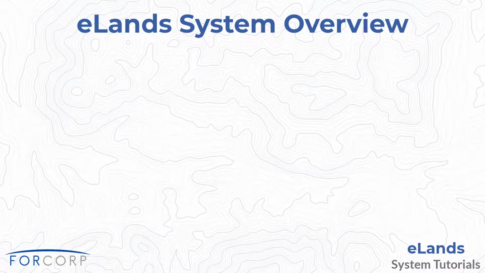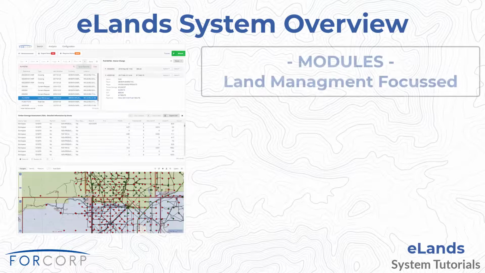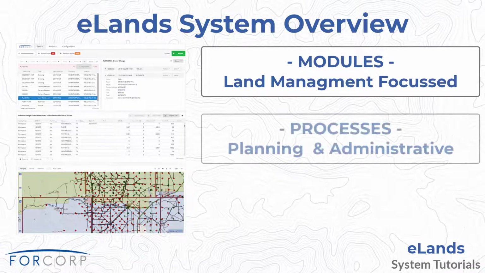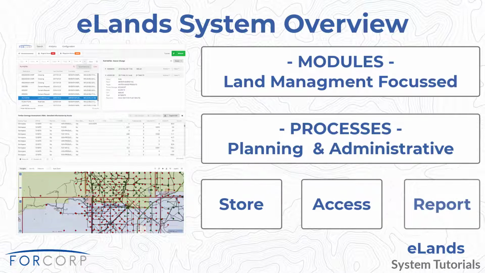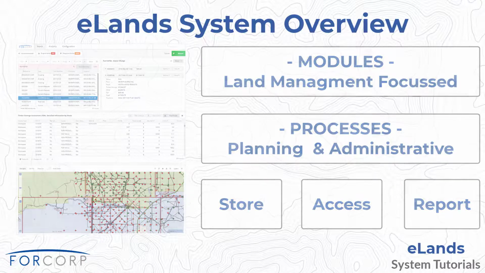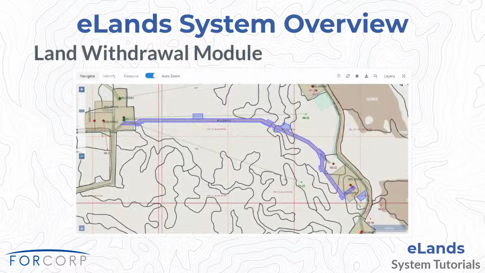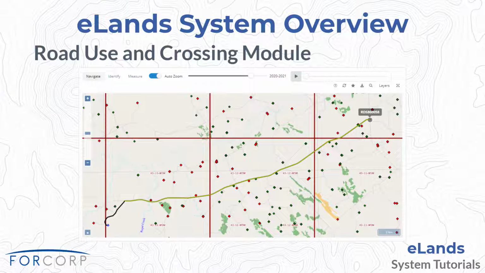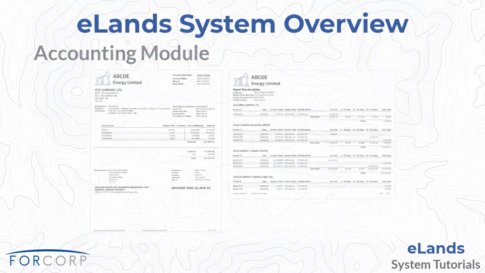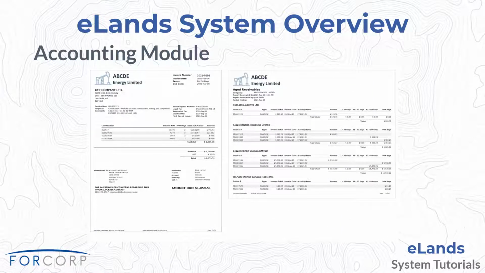eLands contains land management focused modules to manage administrative and planning processes and to centrally store and provide access to information and reports. Some of the more notable modules include land withdrawal and road use modules that are used to receive and prepare consent agreements and to assess and send compensation invoices, where these invoices are directly input into the system's accounting module. The accounting module tracks all of the invoices and payments and completes automated follow-up regarding outstanding payments.